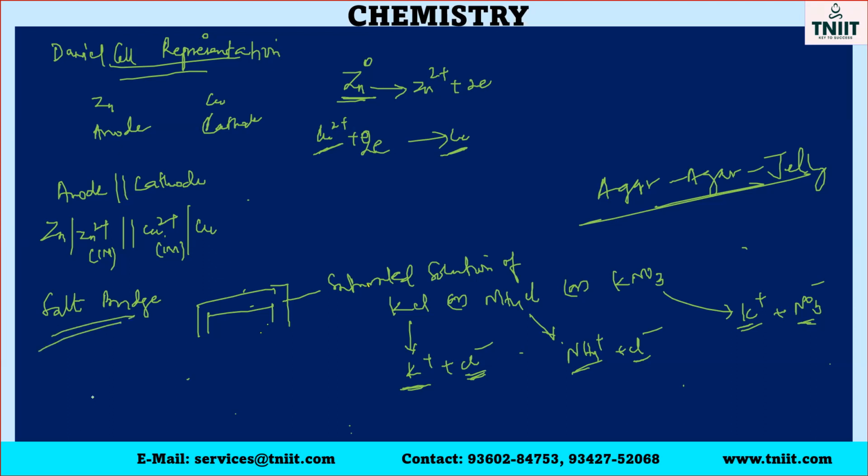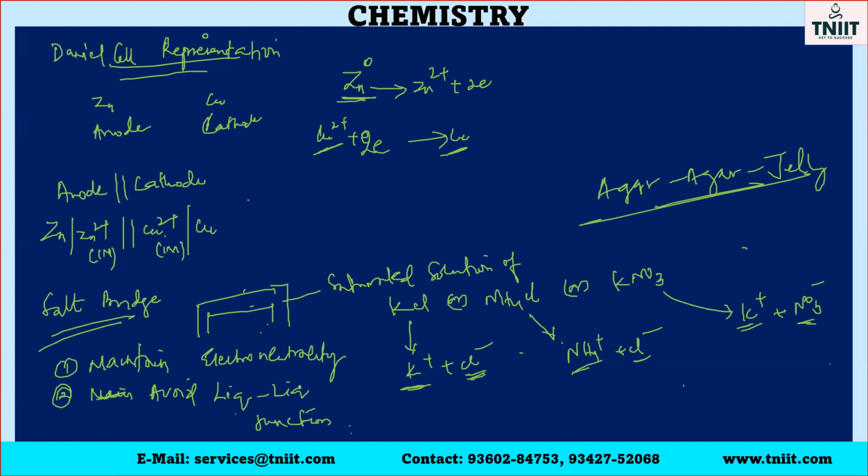What's the importance of salt bridge? The first one is to maintain electroneutrality. Second one, to avoid liquid junction potential. If the salt bridge is not present in the electrochemical cell, the potential will drop to 0. Therefore, we need to have a salt bridge. If the salt bridge is not there, the potential will drop to 0.